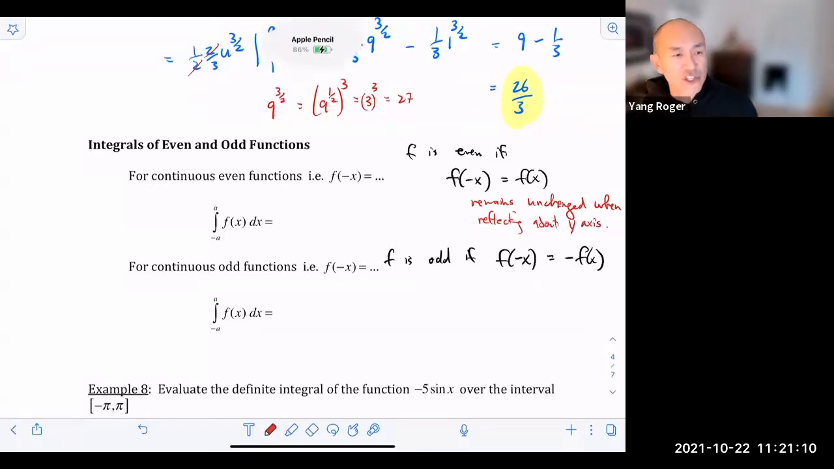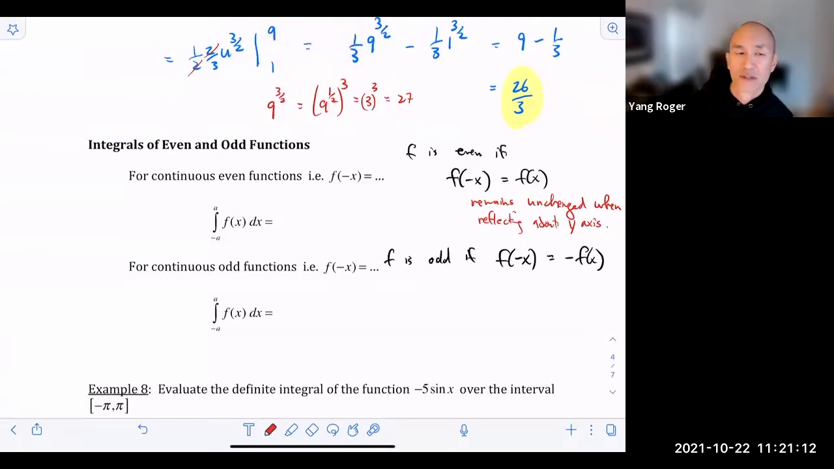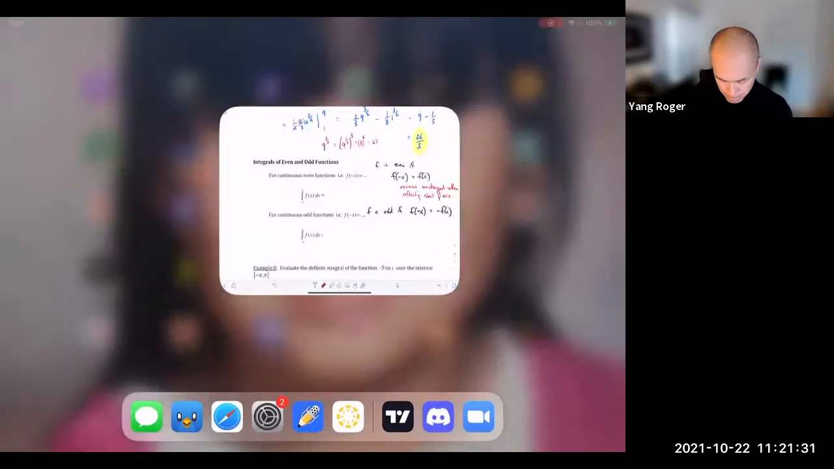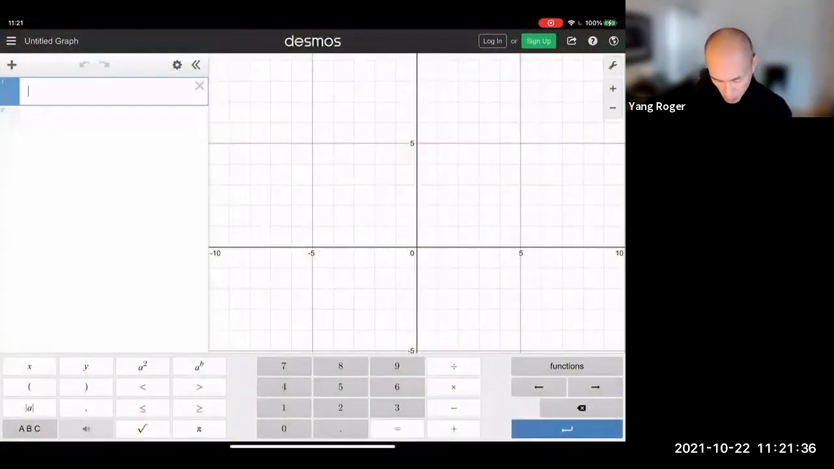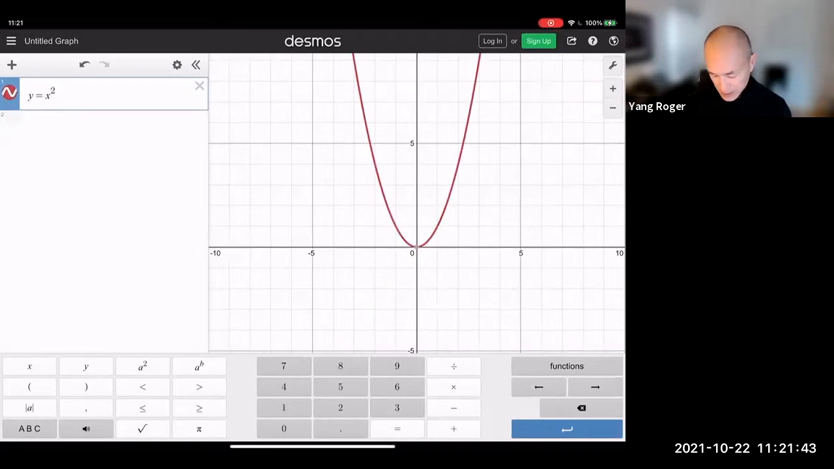So let me use Desmos to show you some examples. Okay. I feel like I should give you a couple seconds to copy that down. So let's see here. What's an example of an even function? Something like x squared. This guy is even.